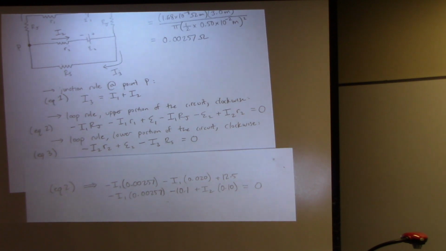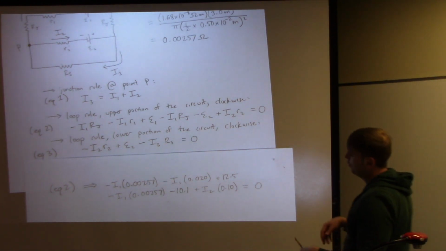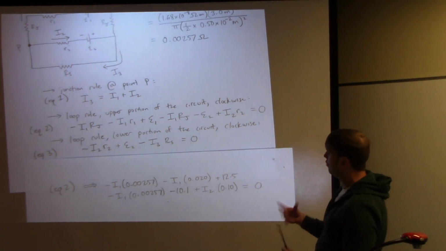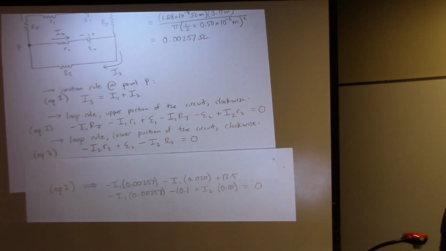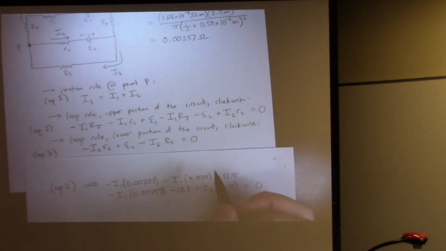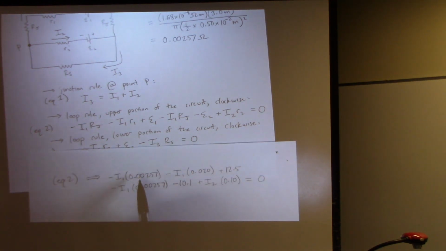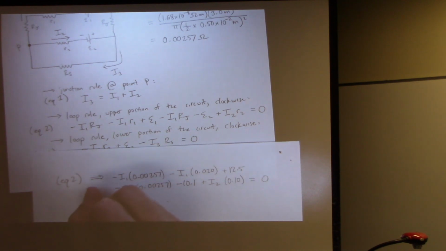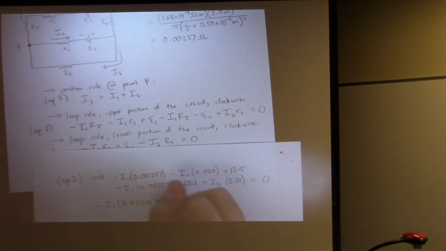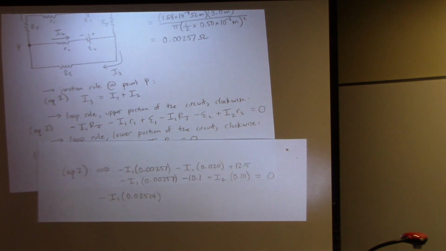Now, it's not as bad as it looks. It's actually just an equation with two different currents, I1 and I2. There's a bunch of stuff we can start combining here if you take a look at this. So, overall, I have three different numbers multiplying a factor of I1. It's this, this, and this. Let's just add all of those numbers together. And what we have is minus I1 simply multiplying 0.02514. That's what happens when we combine all the I1 terms.